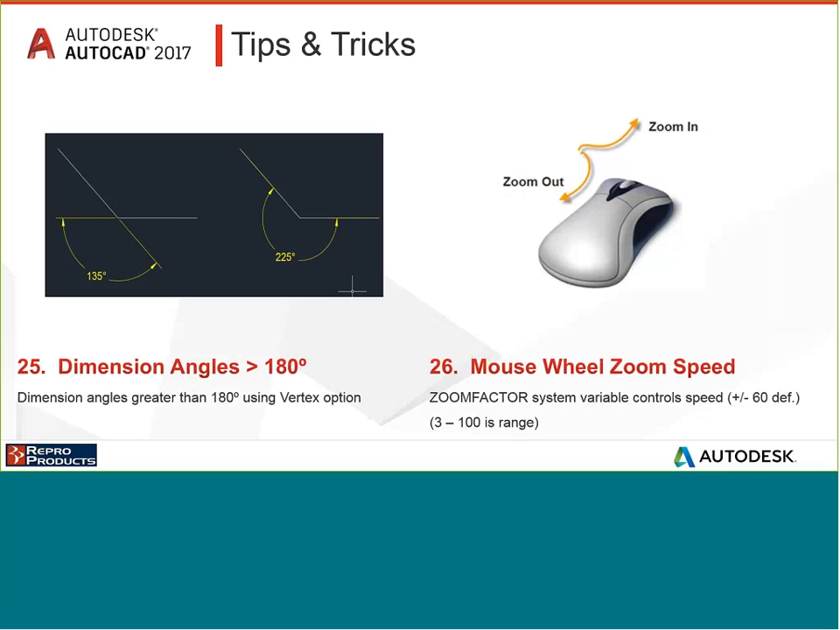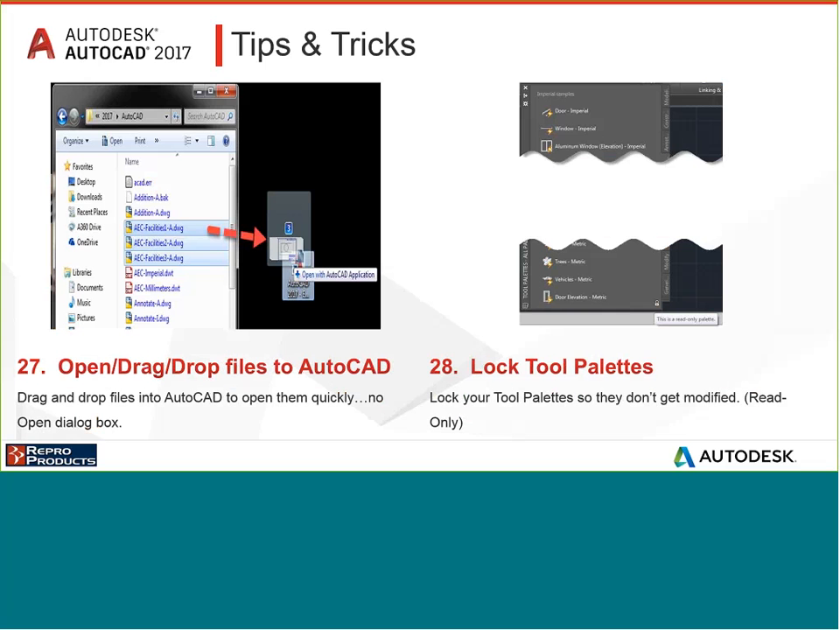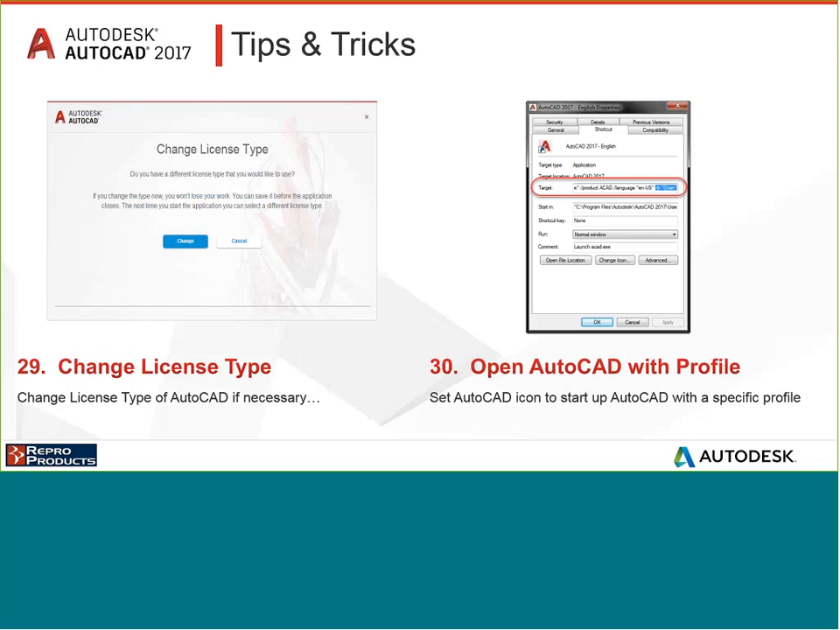We'll look at dimensioning angles that are past 180 degrees. And we'll look at how to control and adjust the wheel of the zoom and speed on your mouse, as well as being able to just drag and drop files in AutoCAD now, and being able to lock down your tool palettes if you don't want anybody to mess them up. And then the last two is being able to change your license type because you have that capability as well.